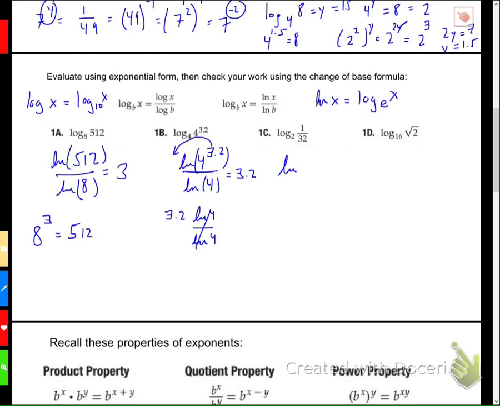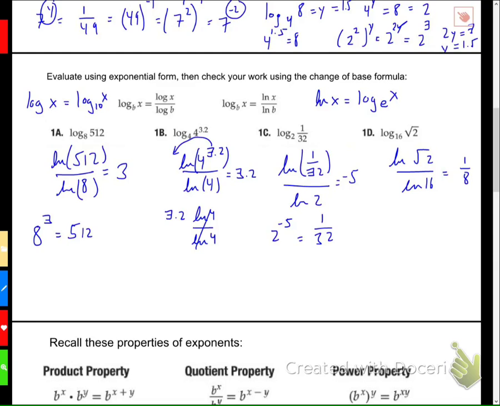Okay, this next one we'll say the natural log of 1 over 32 over the natural log of 2. The calculator says that's negative 5. We can check that by saying 2 to the negative 5: 2 to the 5 is 32, but it's negative, so 1 over 32. Now this last one is similar to the one I made up on the previous page. If you say natural log of the square root of 2 over the natural log of 16, the calculator will tell you that is 1/8.